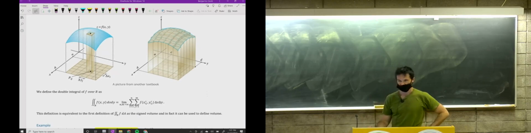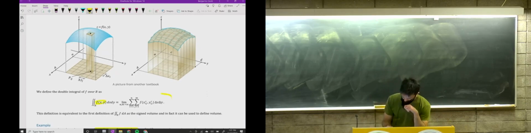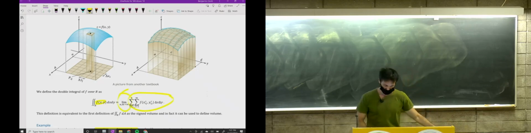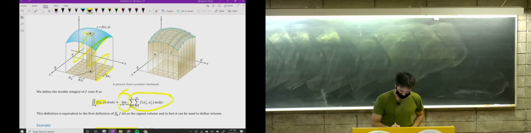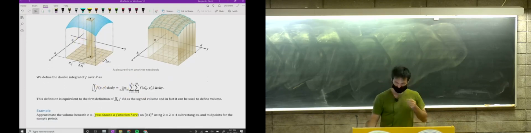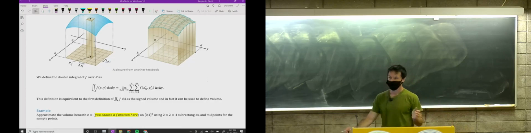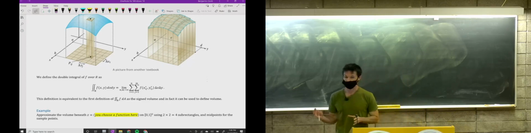Finally, then we could define the double integral of f as the limit of those Riemann sums as the number of subrectangles goes to infinity. And in that limit, we'll get the actual true volume beneath the graph. So it's far beyond the scope of this class to truly justify that this is an equivalent definition, although some textbooks will actually take this as the definition of volume.